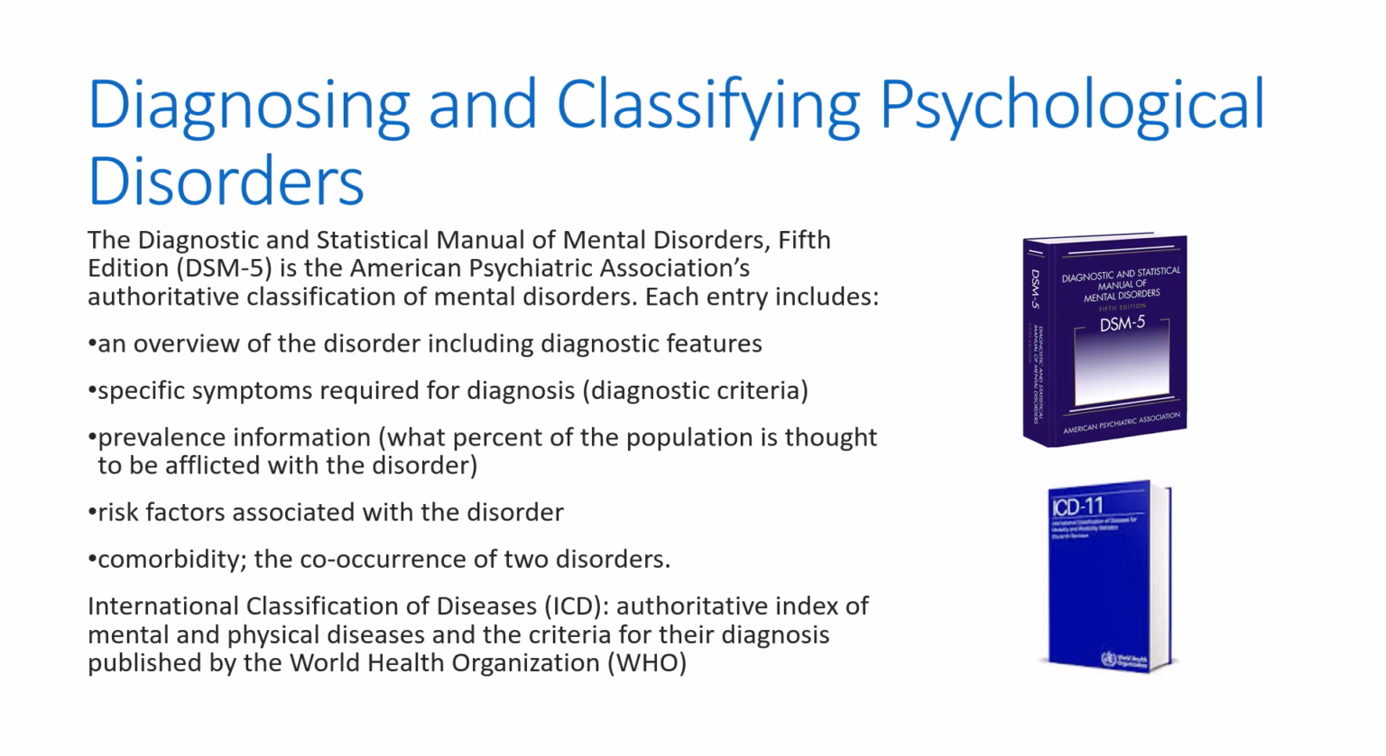Each entry in the manual includes an overview of the disorder, including diagnostic features, specific symptoms required for the diagnosis, or the diagnostic criteria, prevalence information, or what percent of the population is thought to be afflicted with the disorder, risk factors associated with the disorder, and comorbidity rates, or the likelihood of the co-occurrence between two disorders.